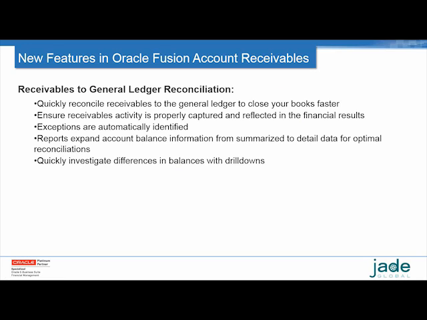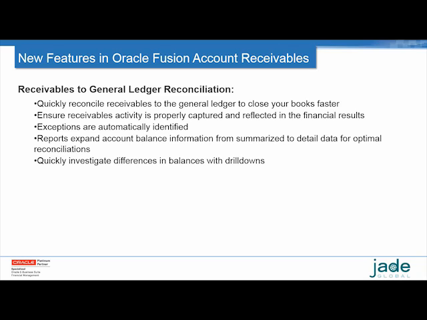Alright, so let's move to the next feature, which is receivables to general ledger reconciliation. This feature helps users quickly reconcile receivables to the general ledger to close the books faster. This is a report that ensures the receivables activity is properly captured and reflected in the financial results. All the exceptions in this report are automatically identified, and you can investigate all the differences in balances quickly with drill down. Also, you can export this report to Excel and maintain it for future purposes.